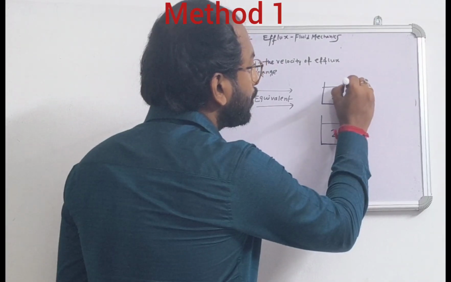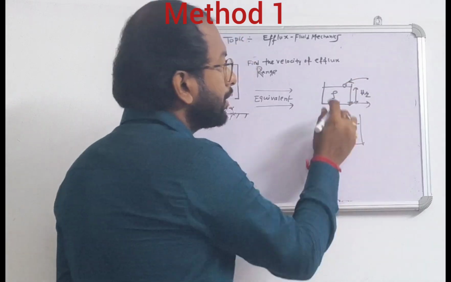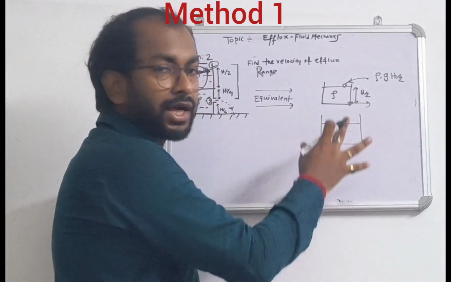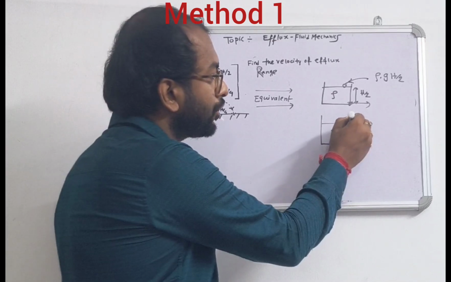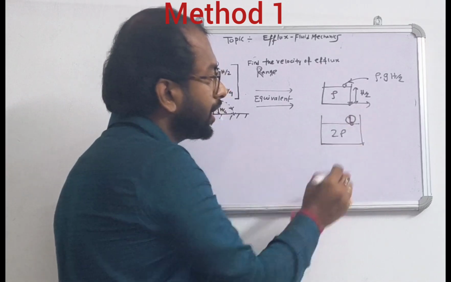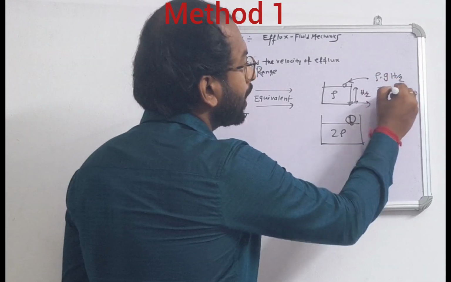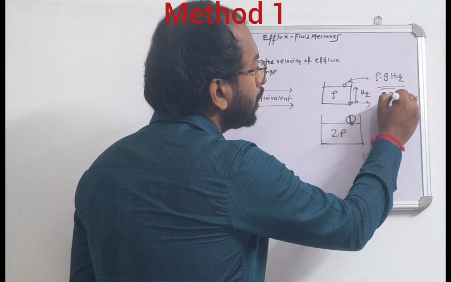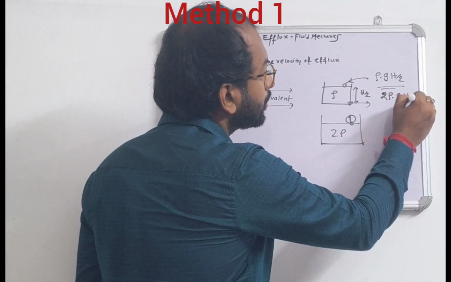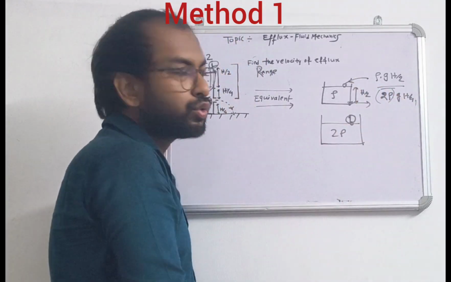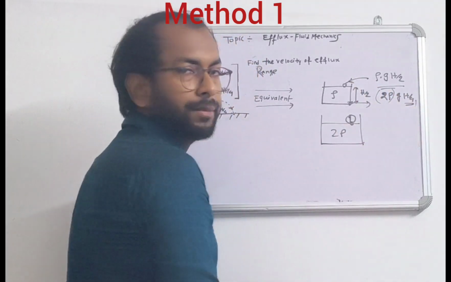What is the amount of potential energy per unit volume at this point? Rho into g into h by 2. So that should produce in the 2 rho density liquid the same amount of potential energy at the same point. See, this we can write as 2 rho into g into h by 4. That means if the density of the liquid is 2 rho, the equivalent column length is becoming h by 4.